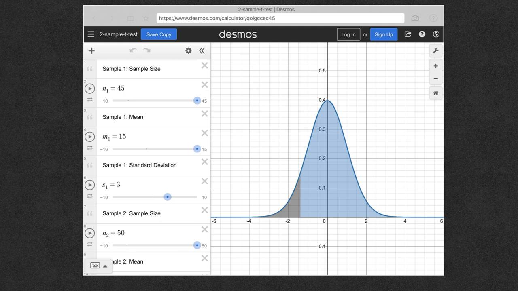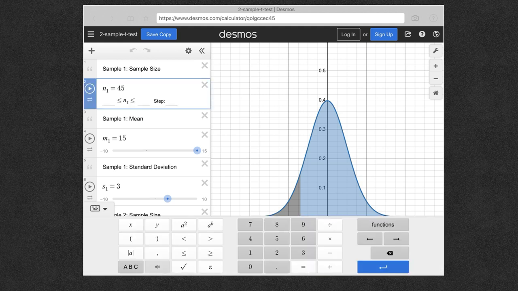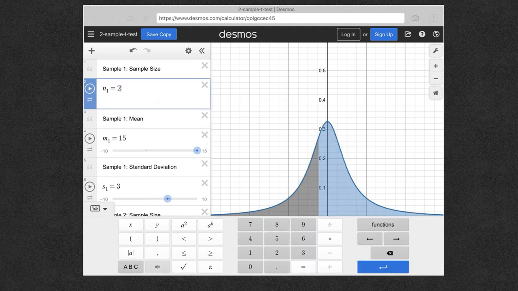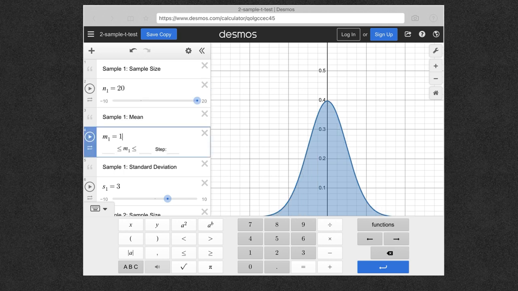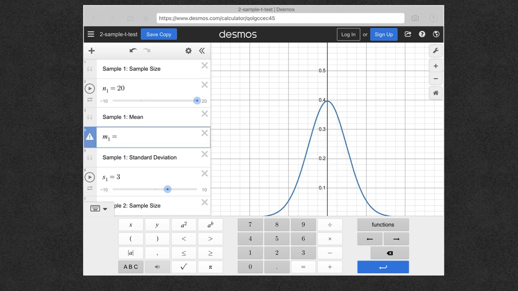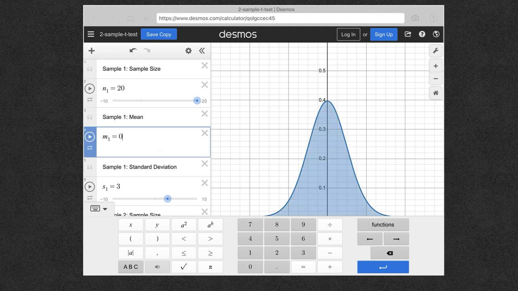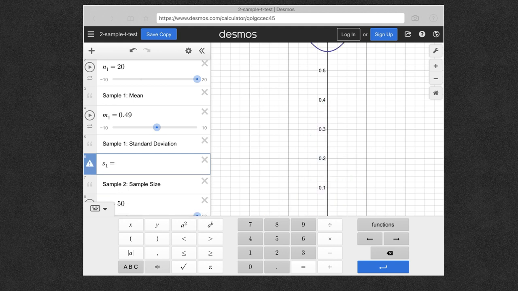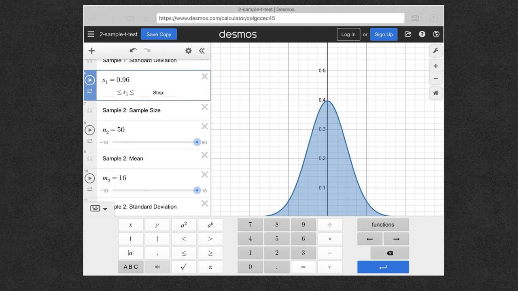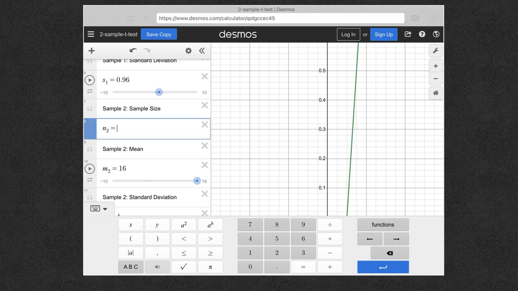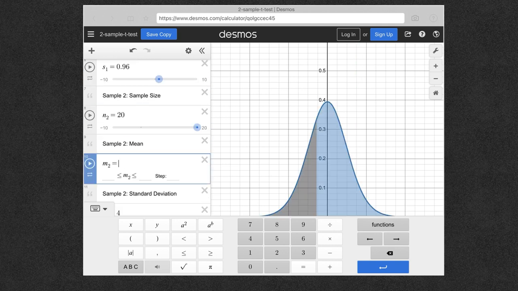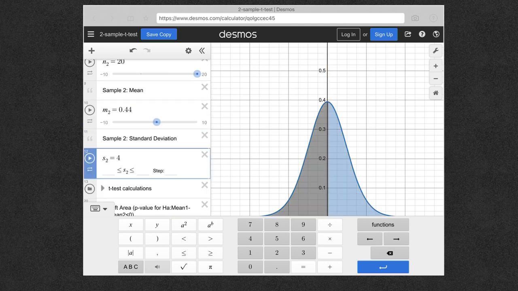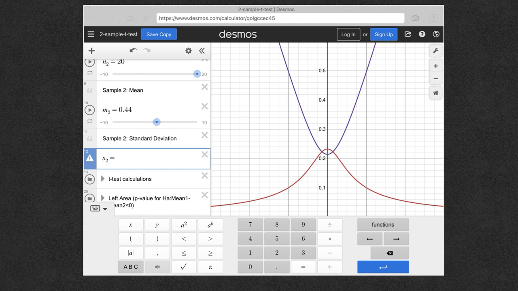We have sample size for the sample 1. It was given in the problem, 20. The mean or the average for the first sample, it was given in the problem as well, 0.49. Standard deviation for the first sample, it was 0.96. Sample size for the second sample, 20. The mean for the second sample, 0.44. And the standard deviation for the second sample, 1.4.